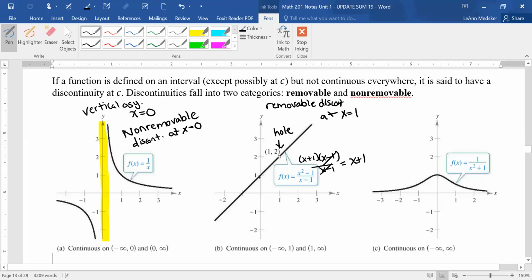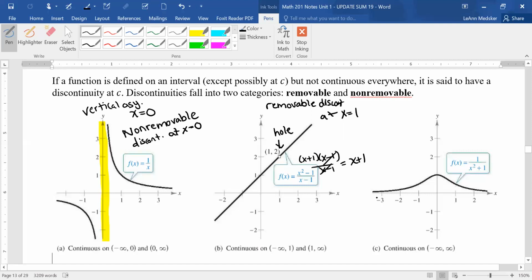And for us, though, this still causes a problem with continuity, because the way it's drawn right now, we can't draw this without lifting our pencil right there. So we're continuous on the left side of that number and on the right side of that number. So negative infinity to 1 and 1 to infinity. Now the third picture here is one where I can draw the whole thing through without lifting my pencil at all. So this is continuous from negative infinity to infinity.